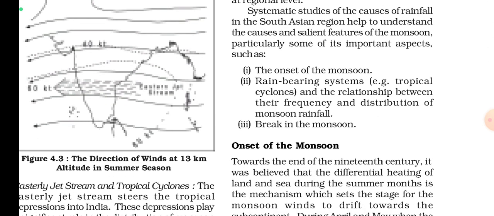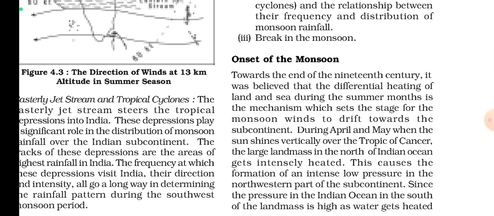So systematic studies of the causes of rainfall in the southern Asian region help to understand the causes and salient features of the monsoon, particularly some of its important aspects such as the onset of monsoon, rain-bearing systems or the tropical cyclones, and the relationship between the frequency and distribution of monsoon rainfall, and break in the monsoon. Onset of the monsoon.